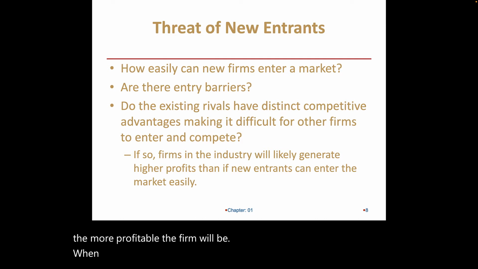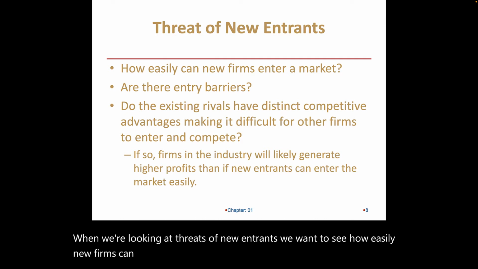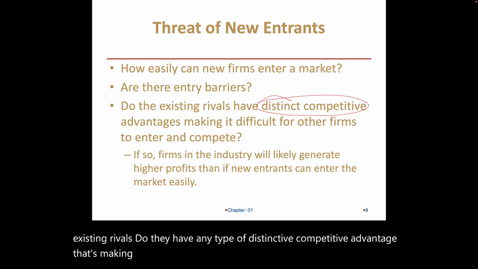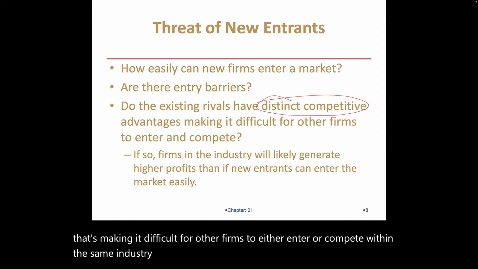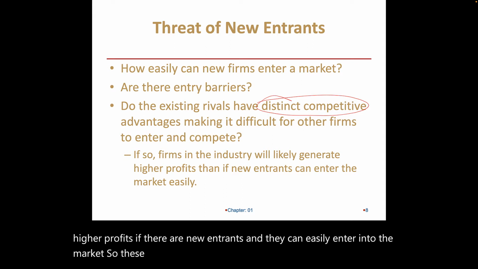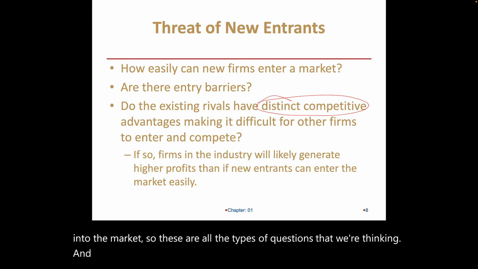When we're looking at threats of new entrants, we want to see how easily new firms can enter the market. Are there any barriers to entry? Do the existing rivals have any type of distinctive competitive advantage that makes it difficult for other firms to either enter or compete within the same industry? And firms in the industry will likely generate lower profits if new entrants can easily enter into the market. So these are all the types of questions we're thinking about when we're looking at the threat of new entrants into the market.